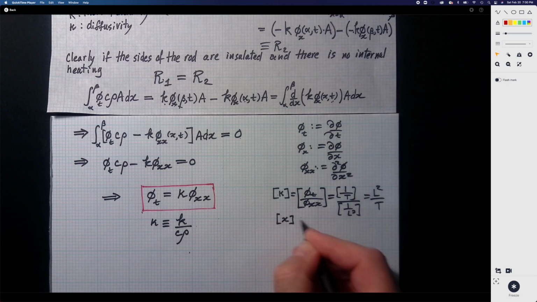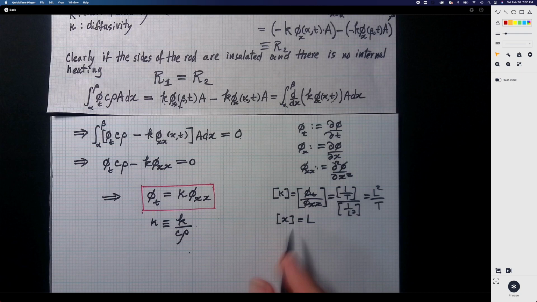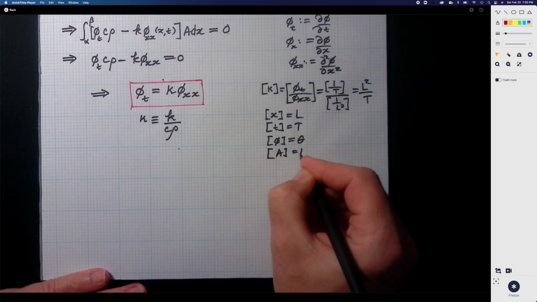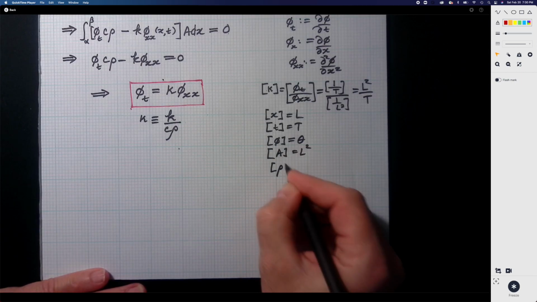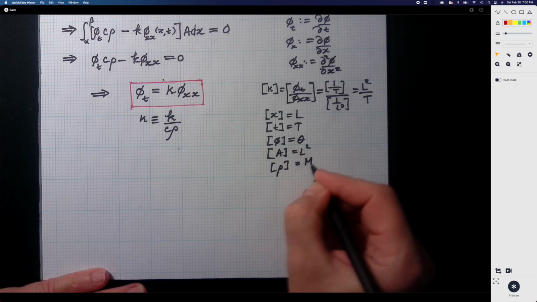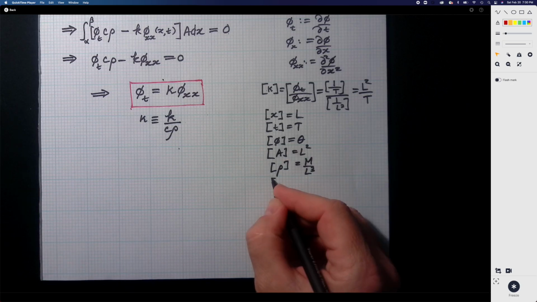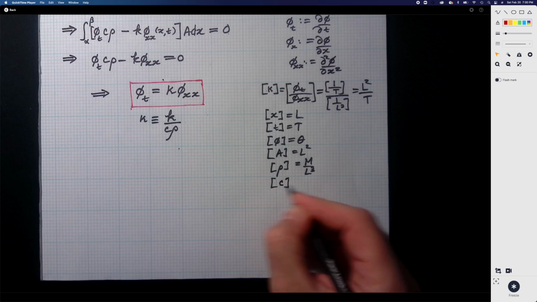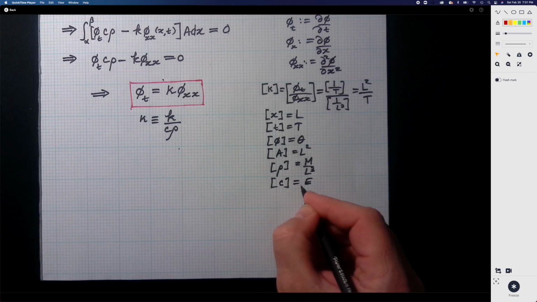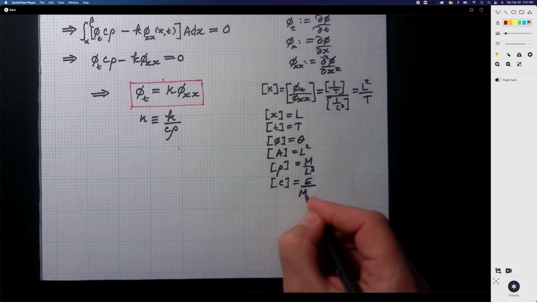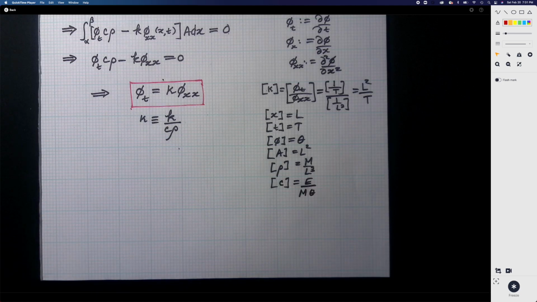Dimensions of x is position, length, t is time, phi has dimensions of temperature, which I'm going to denote by a theta, A is area, rho is the mass density, mass per length cubed, c will be the energy per mass per temperature increment.